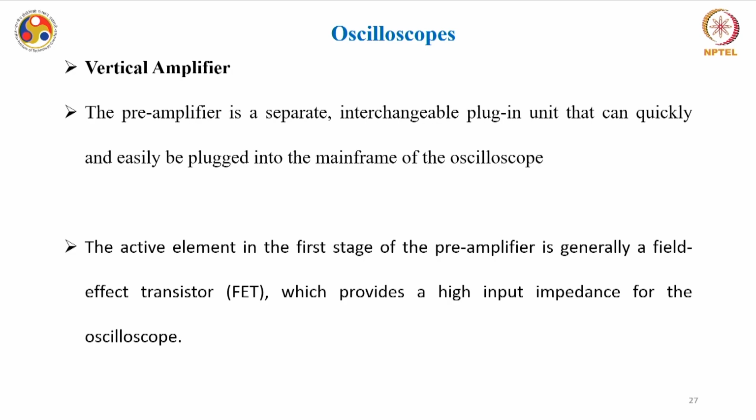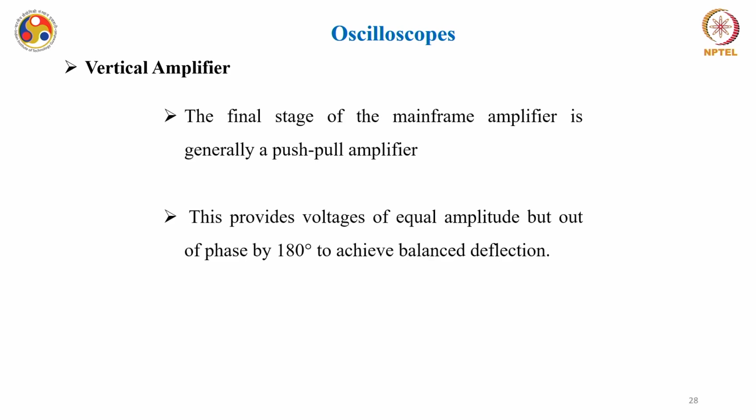The active element in the first stage of the preamplifier is usually a FET, which provides high input impedance for the oscilloscope. In the mainframe amplifier, the last stage is usually a push-pull amplifier, which provides voltages of equal amplitude but out of phase by 180 degrees to achieve a balanced deflection.